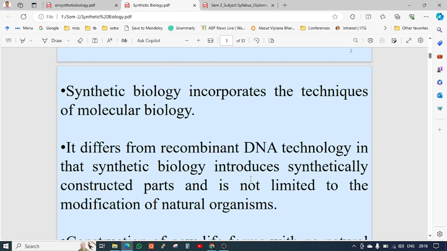So this type of study or modification can be done at the molecular biology level. The term synthetic is used here because it can be a new version of an existing organism or life that cannot exist naturally. So we are going to synthesize it accordingly.